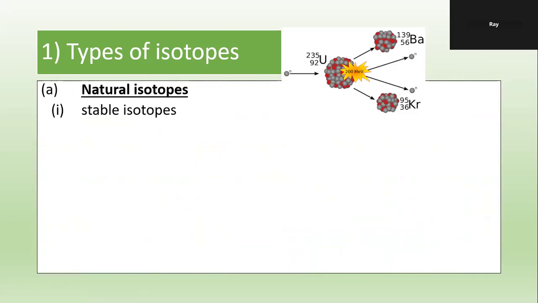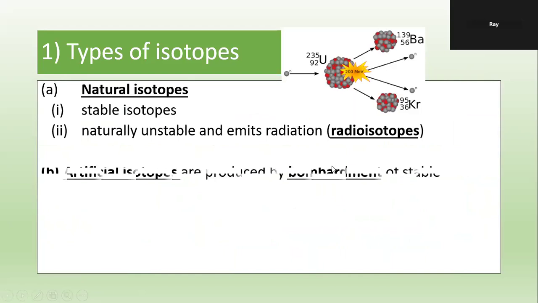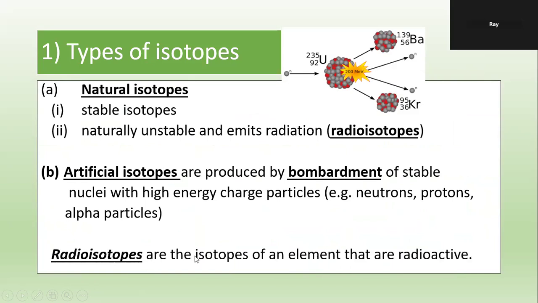Types of isotopes. Natural isotopes, stable isotopes. Naturally unstable ones emit radiation. We call these radioisotopes. Artificial isotopes are produced by bombardment of stable nuclei with high energy charged particles, for example neutron, proton, alpha particle. The radioisotopes are isotopes of an element that are radioactive.